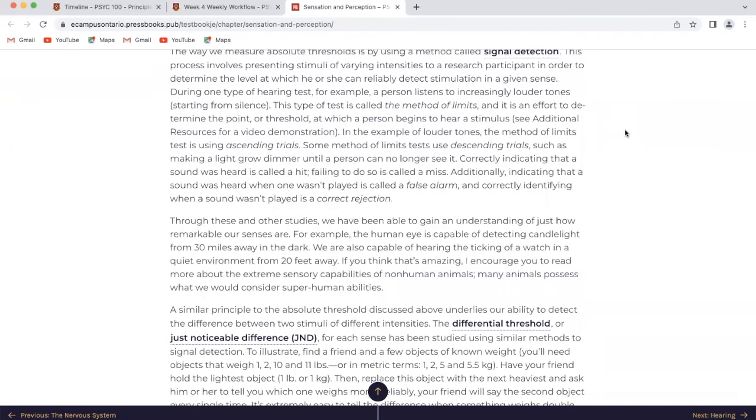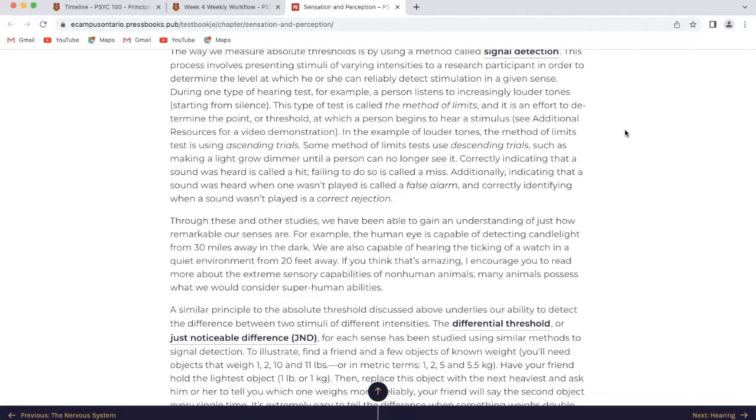In the example of louder tones, the method of limits test is using ascending trials. Some method of limits tests use descending trials, such as making a light grow dimmer until a person can no longer see it. Correctly indicating that a sound was heard is called a hit.